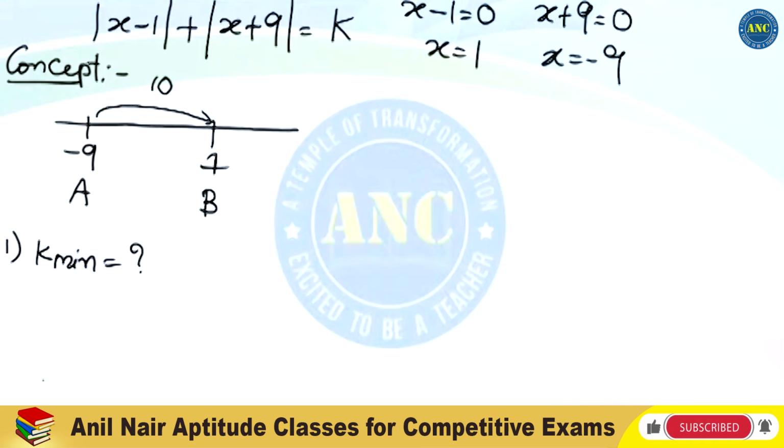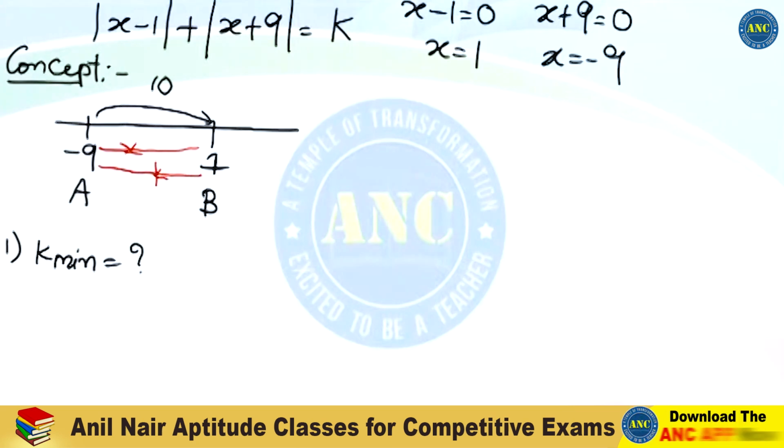Suppose the distance is 10 kilometers. If Anil travels 2 kilometers, Ajay will travel 8 kilometers. Still the distance is 10 kilometers. If Anil travels 6 kilometers, Ajay will travel 4 kilometers. Still the distance is 10 kilometers. Anil travels 9, Ajay travels 1. 9 plus 1 is 10. Are you all with me?